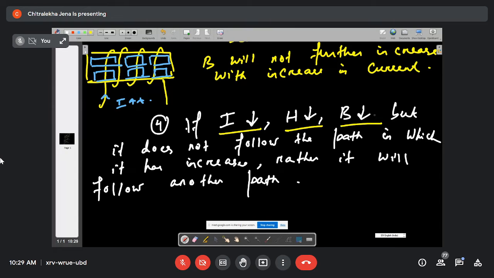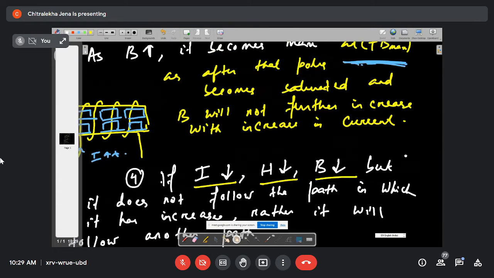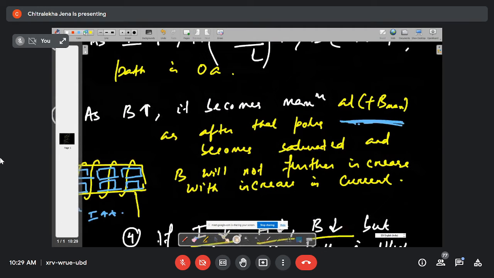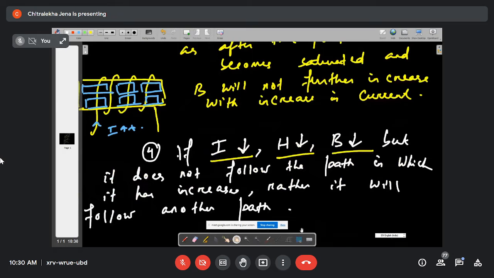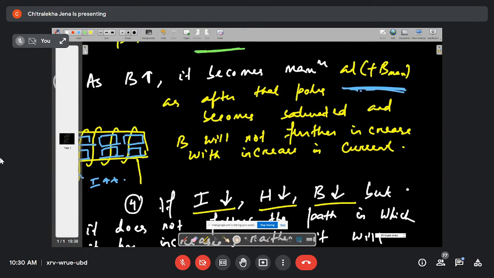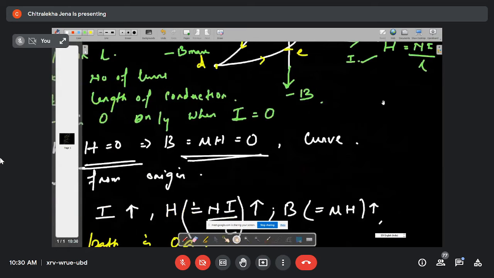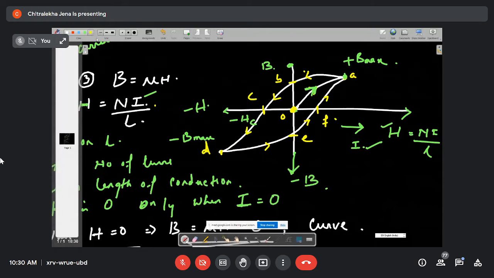But here you see, it does not follow the path in which it has increased. In which path has it increased? OA. Very good. OA was the path in which it has increased. But if you are decreasing the current, it will not follow the path OA. Rather, it will follow a different path. Look here. It will not decrease in this particular path. Rather, it will decrease in which path? This path. Understood, all of you?